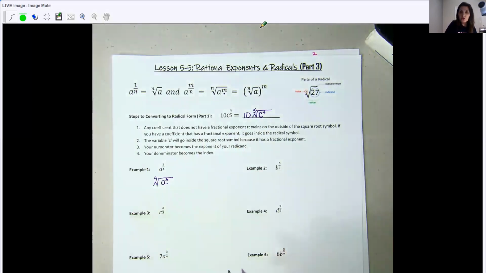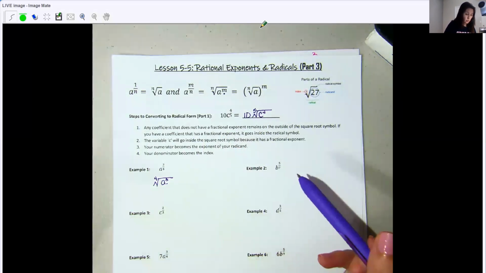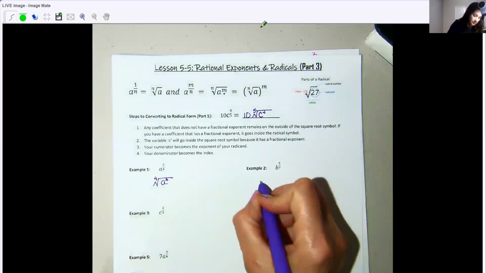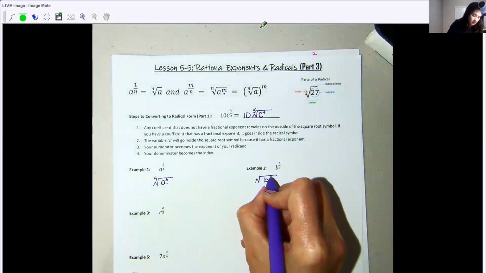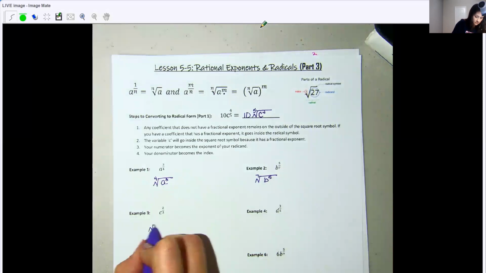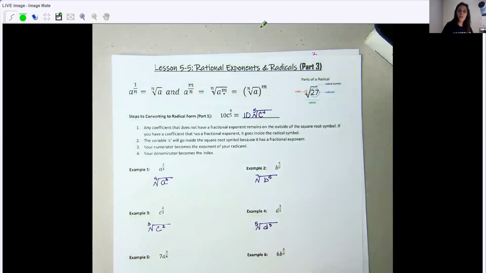So go ahead and try example 2, pause the video, and then check to see. Actually, why don't you do examples 2, 3, and 4. Okay, there you have it.